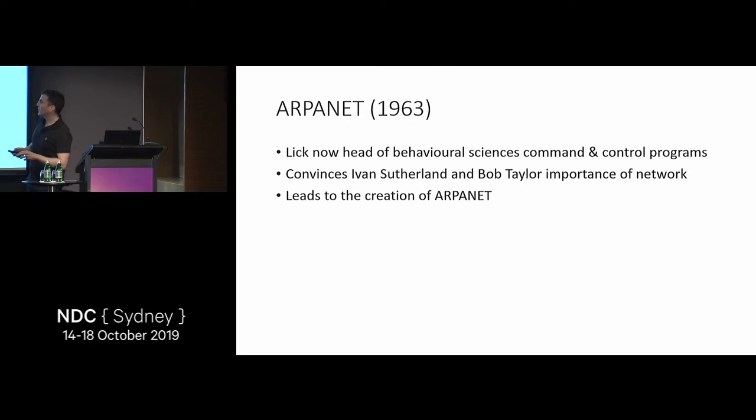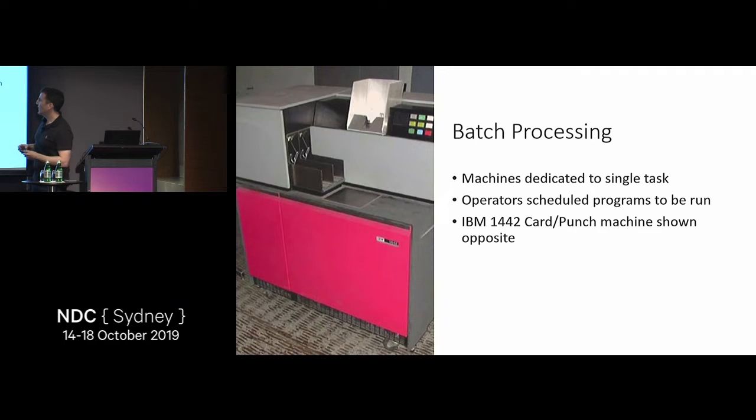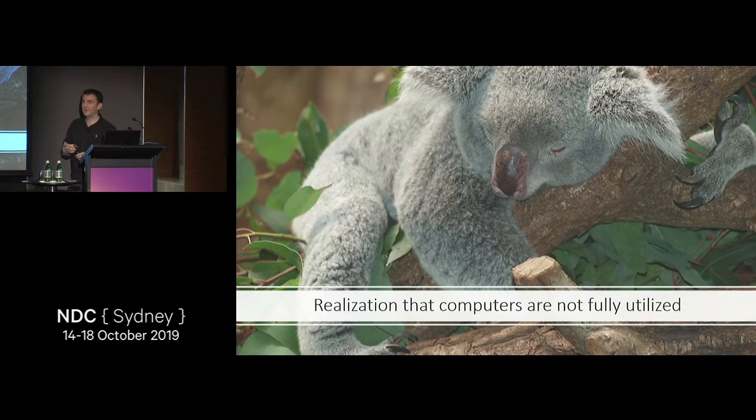Now, current state-of-the-art computing is that thing over there on the left. That beauty over there is the IBM 1442 card punch machine. And when people want to go and schedule various programs to be run, it requires a specialist operator who will order up these punched card programs and feed them into this machine. People start coming to the realization that maybe we're not making full usage of computers at this point.